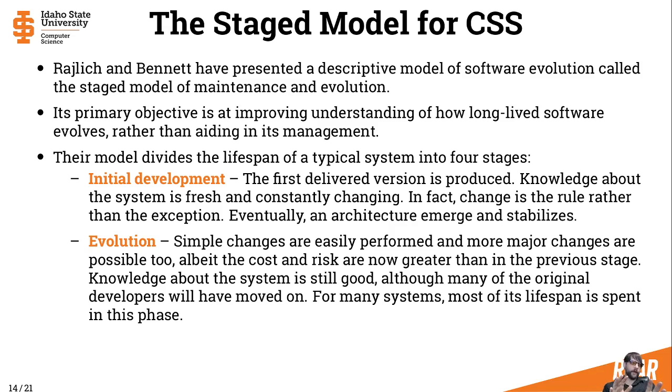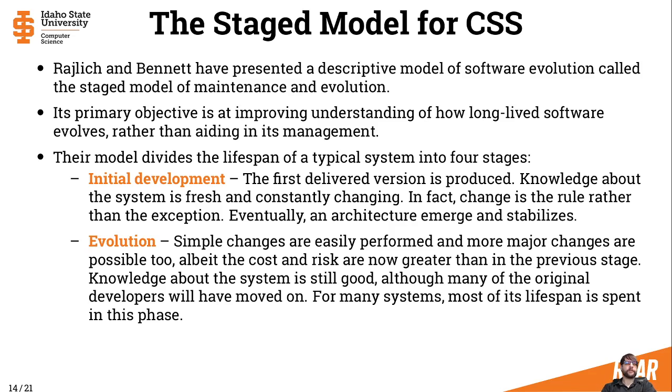Now, from that, Rajlich and Bennett present a descriptive model of software evolution, which they call the staged model of maintenance and evolution. We're going to look at that in a second. Its primary objective is improving understanding of how long-lived software evolves, rather than aiding in its management. Their model divides the lifespan into 4 stages. It's actually 5, but the 5th one is not a stage. It's more just what happens.